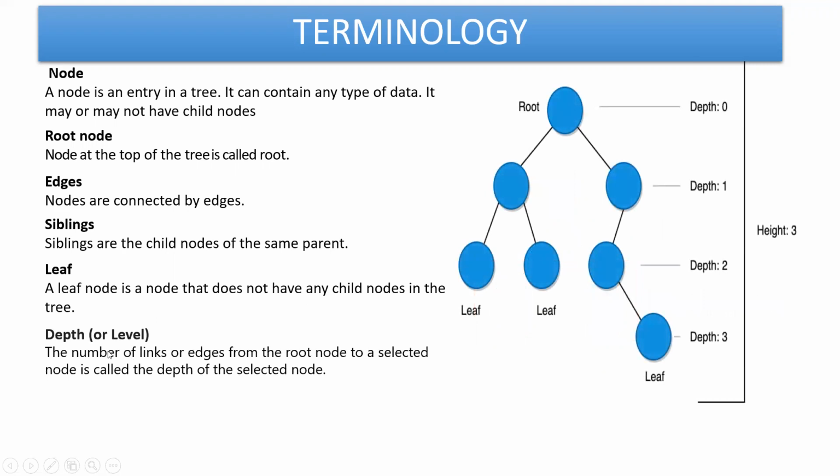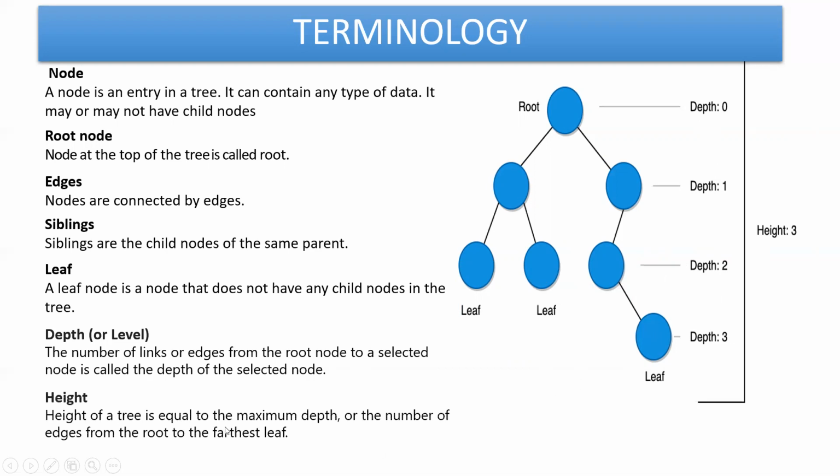Then what is meant by the depth of a tree or the level of a tree? The number of links or edges from the root node to a selected node is called the depth of the selected node. In this example, the root is present at level 0 or depth 0. Child nodes of the root node are at level 1. Grandchildren are at level 2. And great-grandchildren are at level 3. So the total level of the tree, or the maximum depth of the tree, is 3.